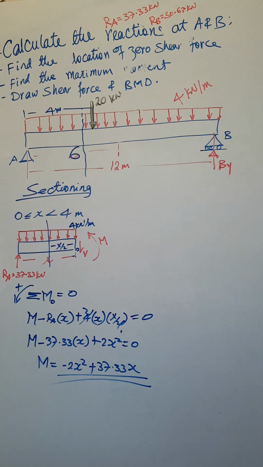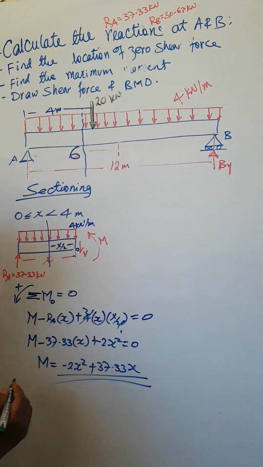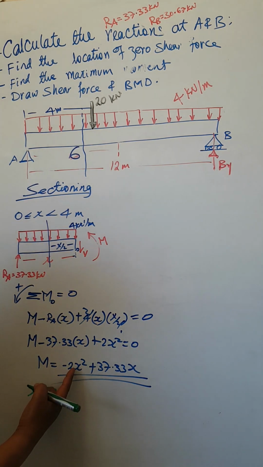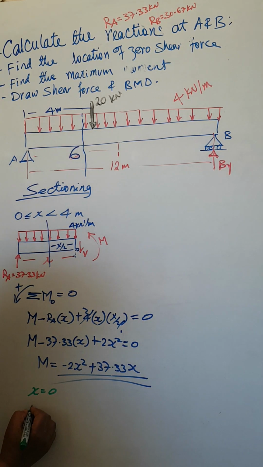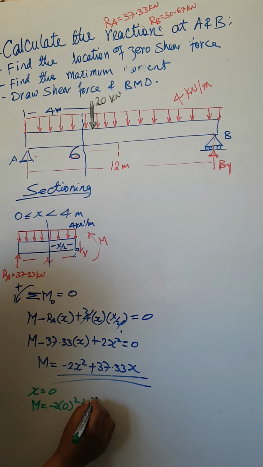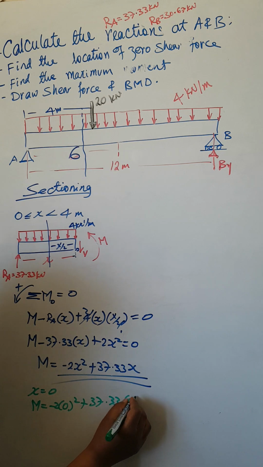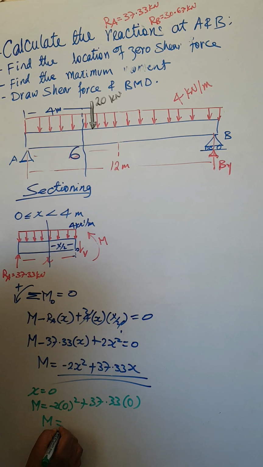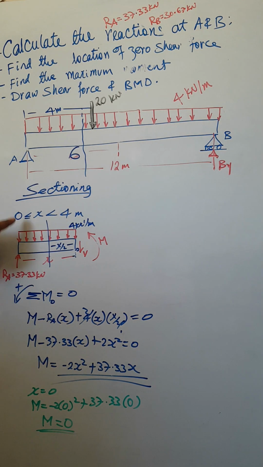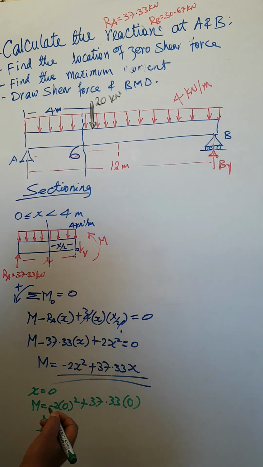Now what should we look at here? Our distance varies from 0 up to 4. When x is equal to 0, we substitute 0 for x in this formula. m is equal to negative 2 times 0 squared plus 37.33 times 0. So at x is equal to 0, m is equal to 0.